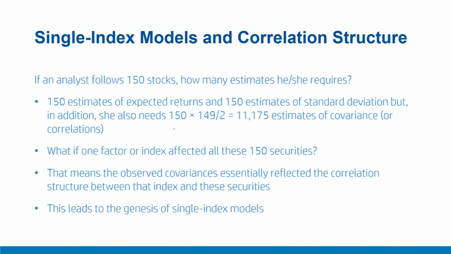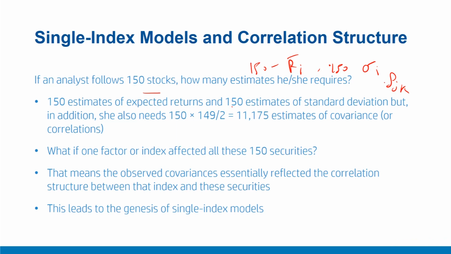So now if an analyst is following 150 stocks, they need to prepare 150 estimates of expected return, R_i bars, and 150 estimates of standard deviation, that means sigma_i's. But the correlation structure and correlation requirements are much more intensive. That means rho_jk's.